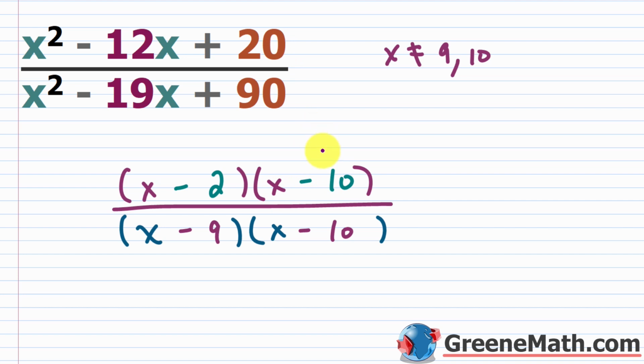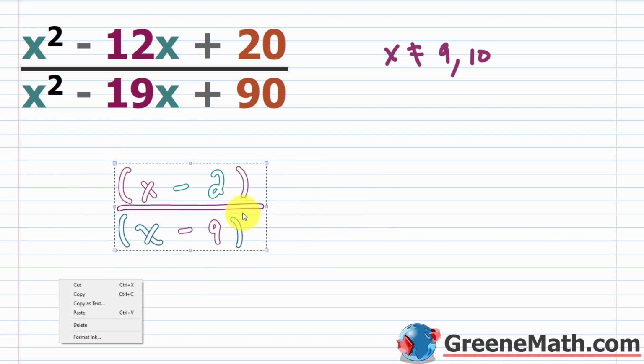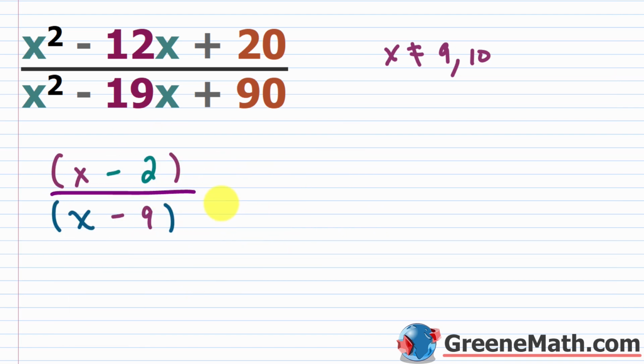And then I just want to cancel this guy with this guy, and I'm going to be left with this x minus 2 over this x minus 9. So let me move this down a little bit like this. Let me slide this down. And again, you want to carry your restriction over, so x is not equal to 9 or 10.